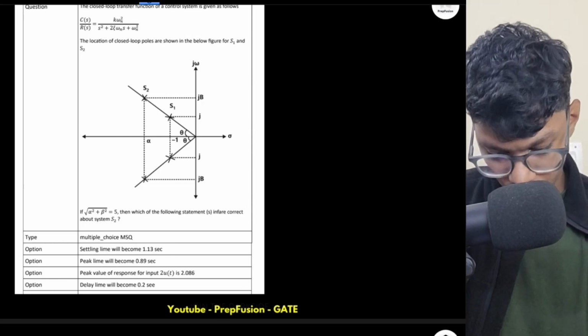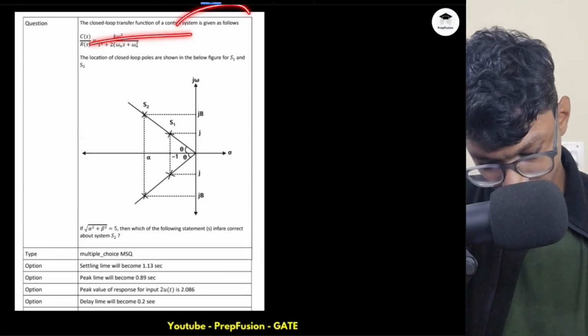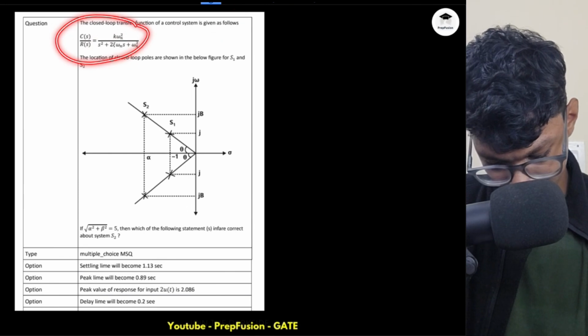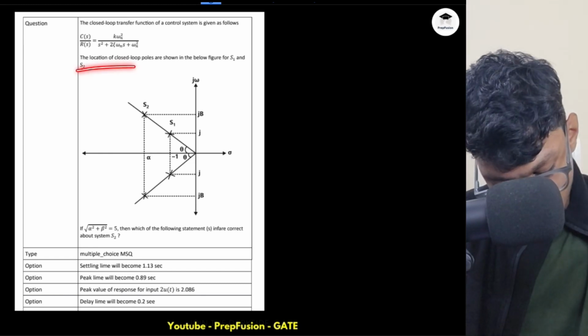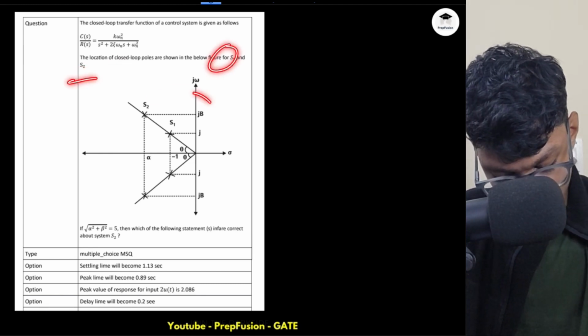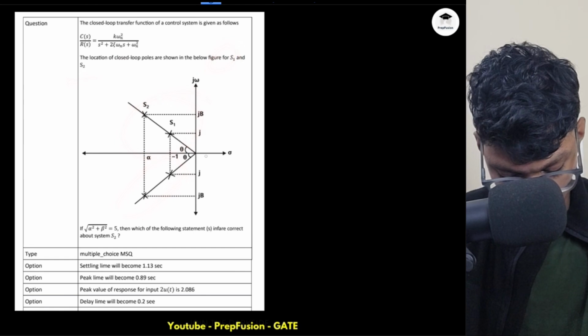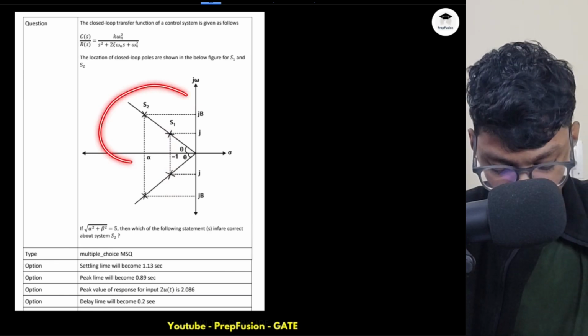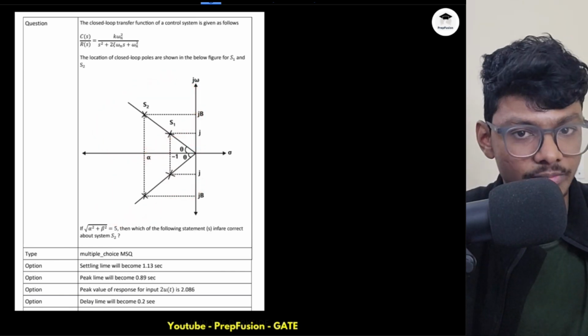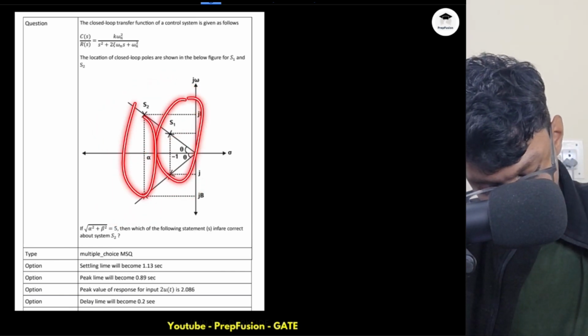Let's solve this question. The closed loop transfer function of a control system is given as below. C by R is this, just a standard second order transfer function. The locations of poles of the systems S1 and S2 are shown here. From the location of poles, I can observe they are complex conjugate poles. If they are complex conjugate poles, that means my system will be underdamped, for both S1 and S2.